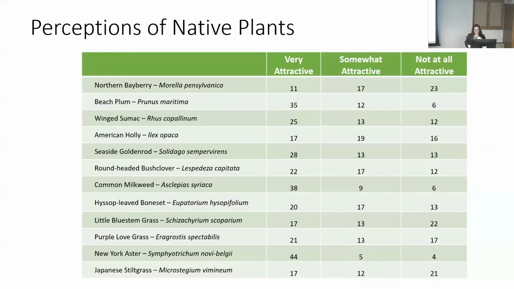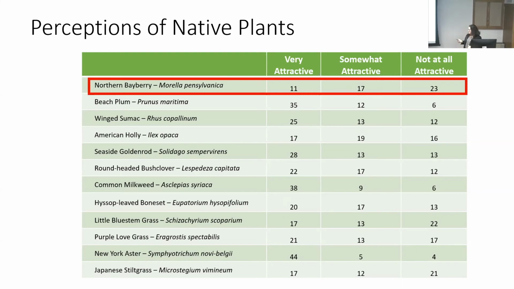As for perceptions, this I thought was the most fun. They did this the first year, one year after planting, so our designed experiments did not look very nice. They weren't grown in, so we couldn't show people the actual restoration sites, but they showed pictures of the plants. They had people rate the different species as very attractive, somewhat attractive, or not attractive at all. Microstegium is not planted there, but it was added as a distractor item.